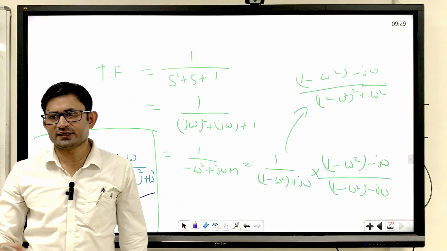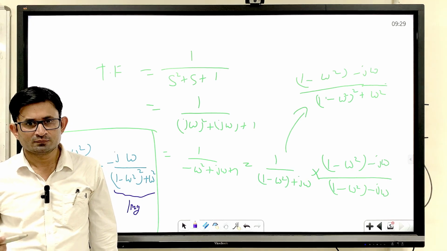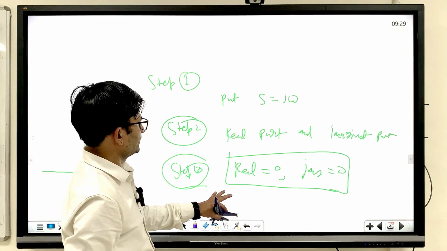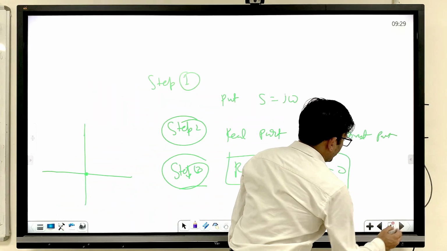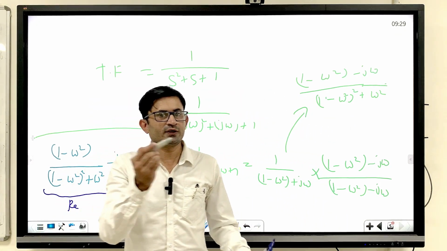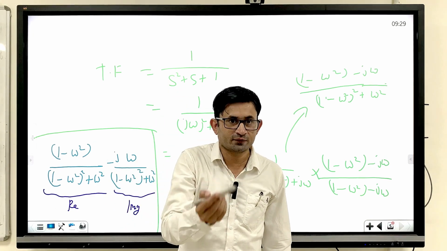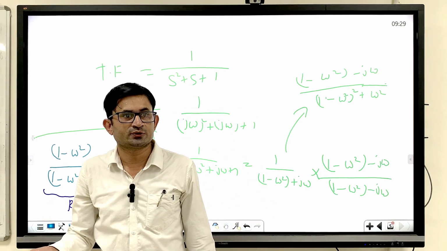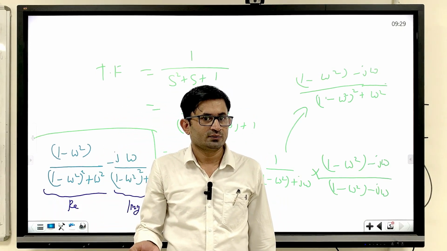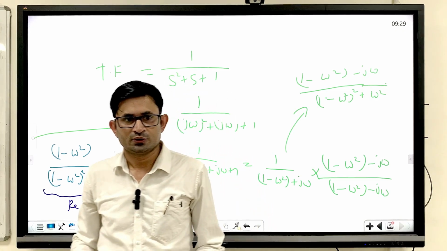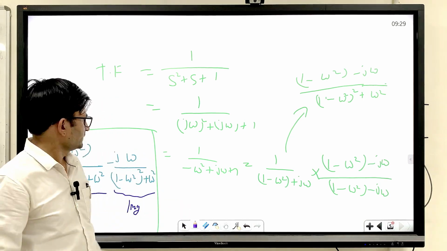Now what is the next step? Real equal to 0, imaginary equal to 0. Why am I putting real equal to 0, imaginary equal to 0? Because when the plot crosses the imaginary axis, the real part will be 0. And when the plot crosses the real axis, the imaginary part will be 0. Okay. If it crosses imaginary, real is 0. If it crosses real, imaginary is 0. So that is why we are putting this.